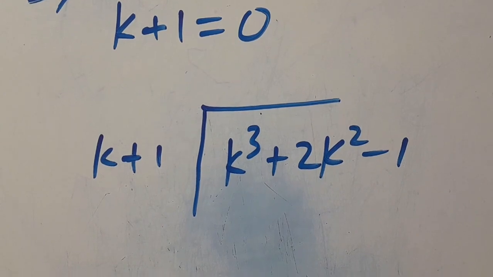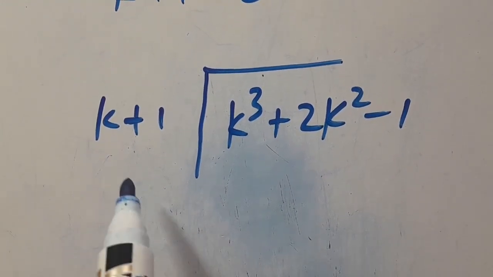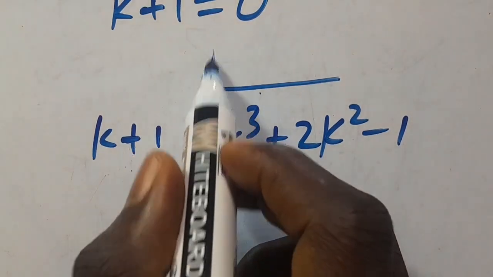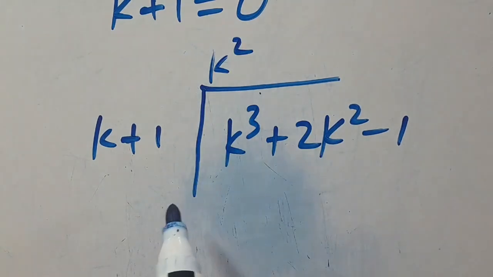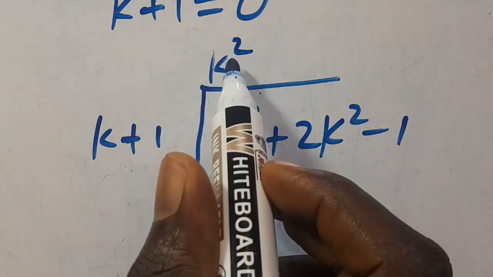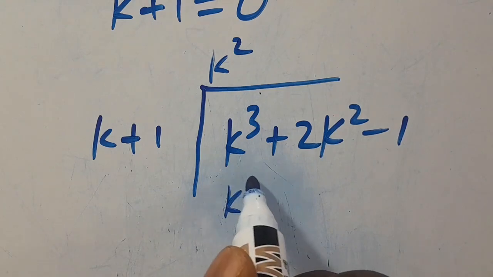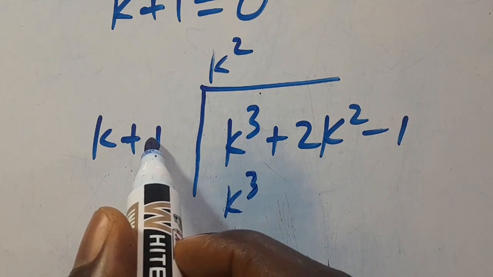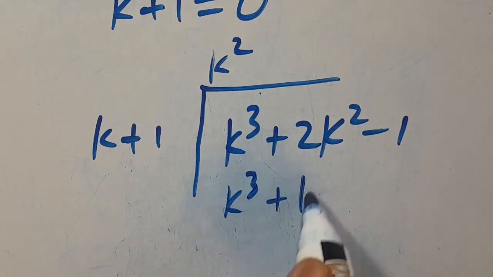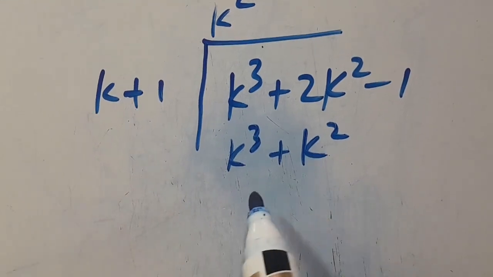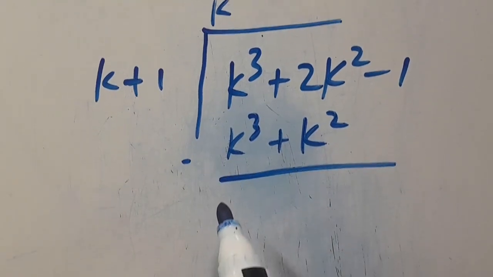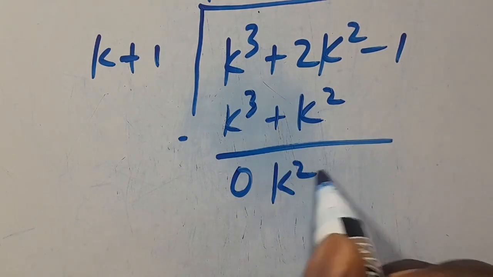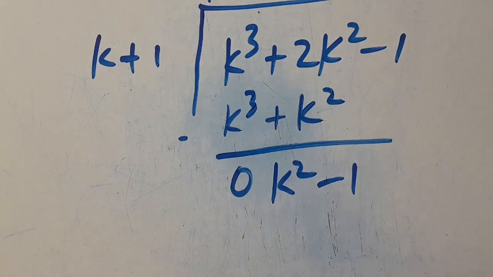So from here, what we are going to have will be this k to the power of 3 divided by this k. Here will be k to the power of 2. Then let us multiply k times k to the power of 2. Here will be k to the power of 3. This plus 1 times k to the power of 2. Here will be plus k squared. So we subtract. So here will be 0. This minus this will give us k squared minus 1. We take this one down.